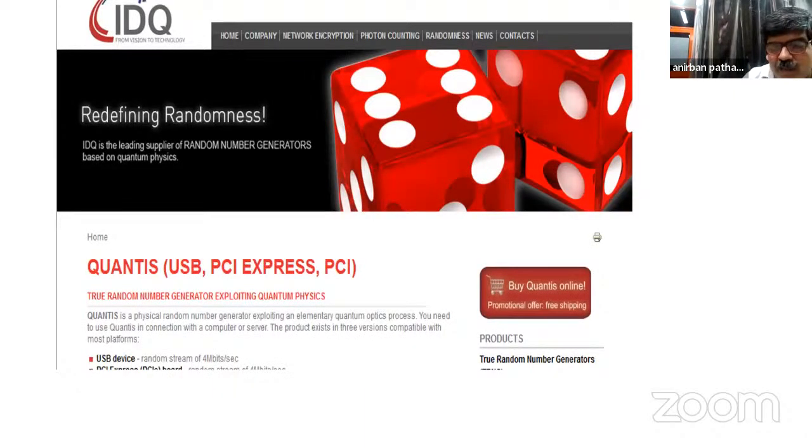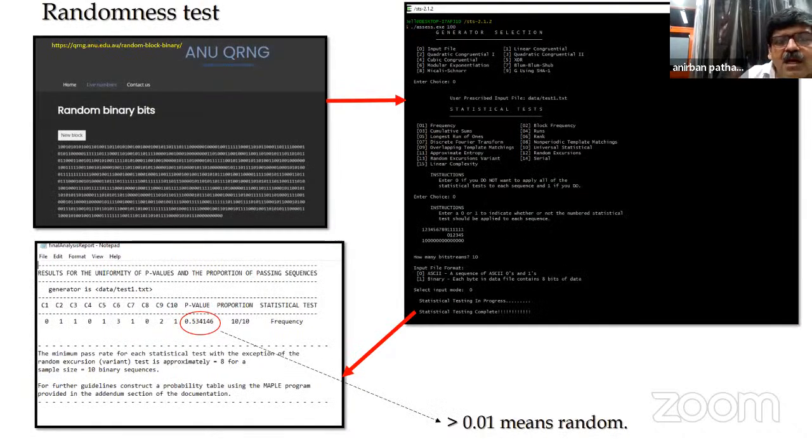So this is the device which I have shown you. These are the random binary outputs. And then there are several NIST tests which you can ask your students to do. This device is not very costly. It's about 1,000 euro, but the taxation is very high. If time permits, I'll show you the random numbers. We have done the NIST tests.